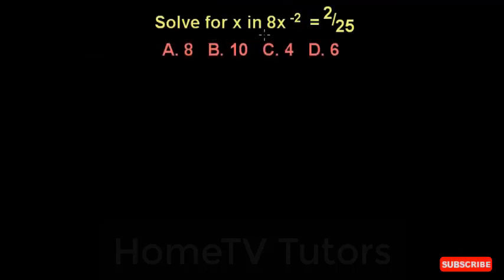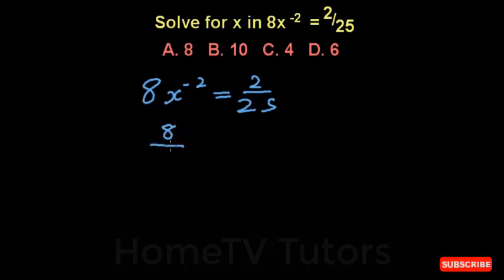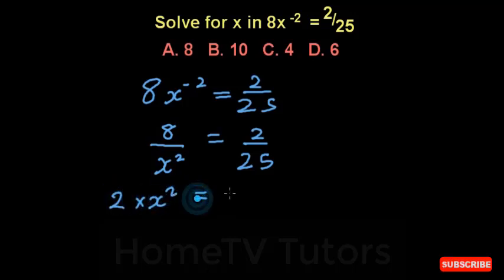Solve for x in this expression. Remember, this is a JAMB question. Alright, so we solve now. The negative power of x will make x become a denominator. Okay, so now we have 2 over 25. So now we cross multiply, so we have 2 times x squared equals 8 times 25.